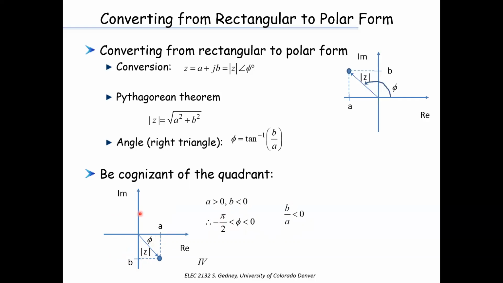Most calculators, given the ratio of b over a, will give you an angle between minus 90 and plus 90 degrees, or minus pi over 2 and plus pi over 2. And you, the person using the calculator, will have to add or subtract 180 degrees if you know you're in the opposite quadrant. Okay, so just be aware of that.